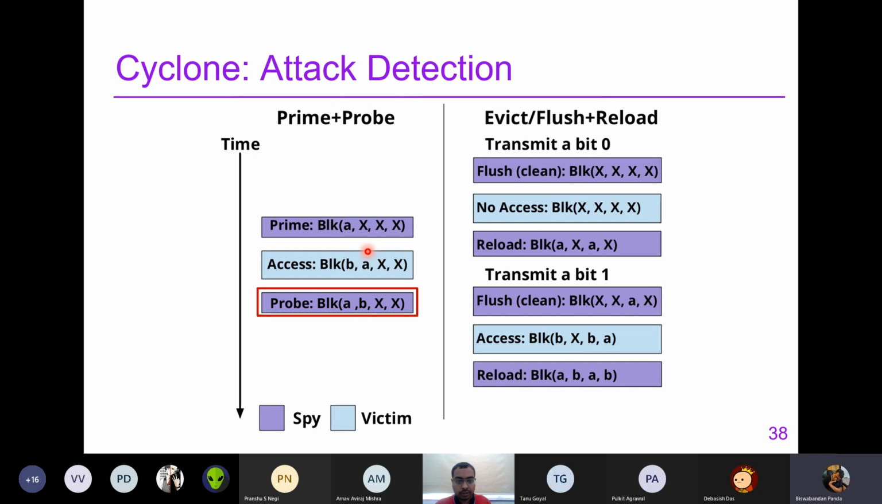Kirti, I think you're confusing cache line with tag. In a prime probe attack, the attacker and victim don't access the same cache line.